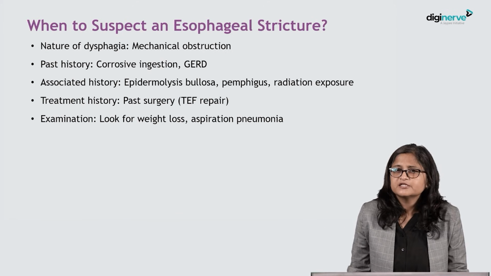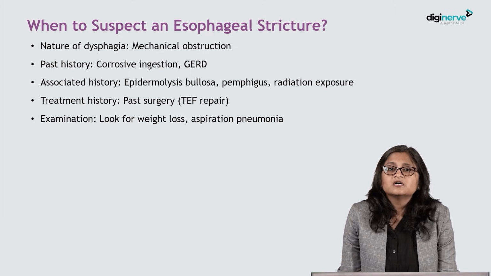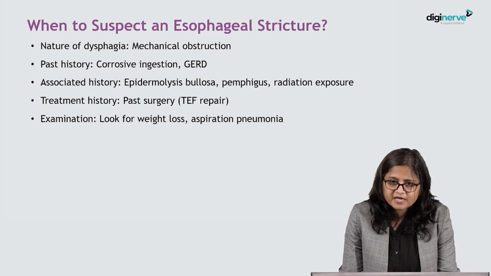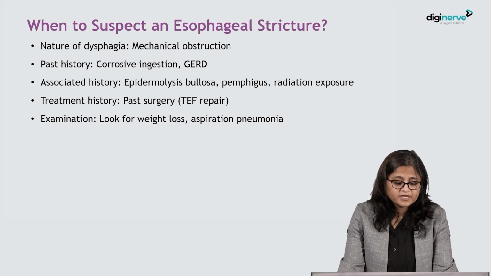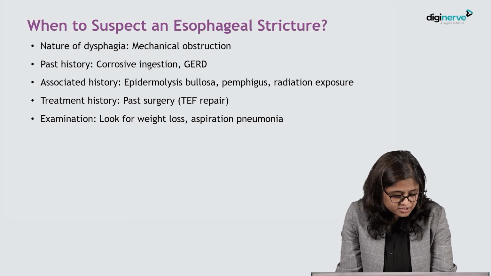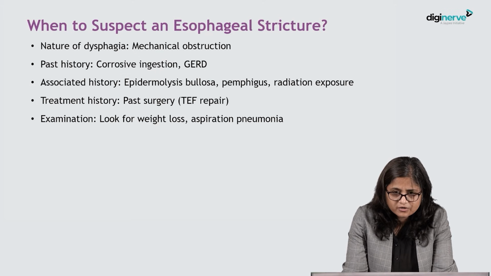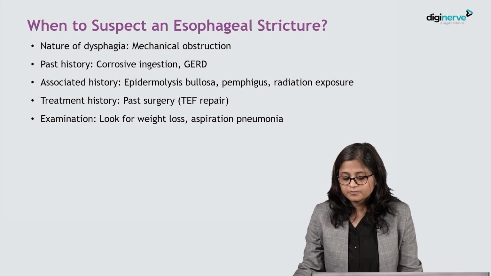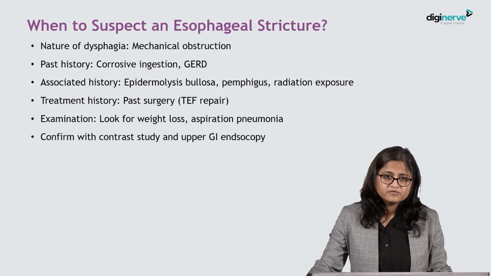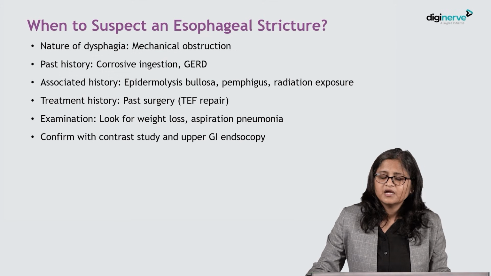So when do we suspect an esophageal stricture? Till now, what we have learned, there will be history suggestive of mechanical obstruction, there will be corroborating background history for the etiology, there may be associated systemic conditions, and then finally, examination we do to look for the chronicity of the illness in the form of weight loss and associated symptoms, for example, recurrent episodes of aspiration pneumonia. Now, how will we confirm? We will confirm with a contrast study and finally an upper GI endoscopy.